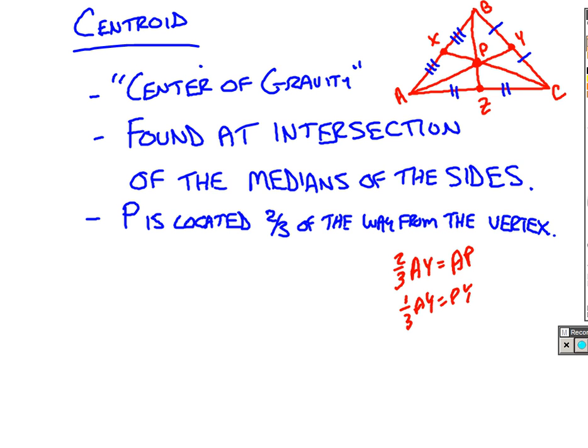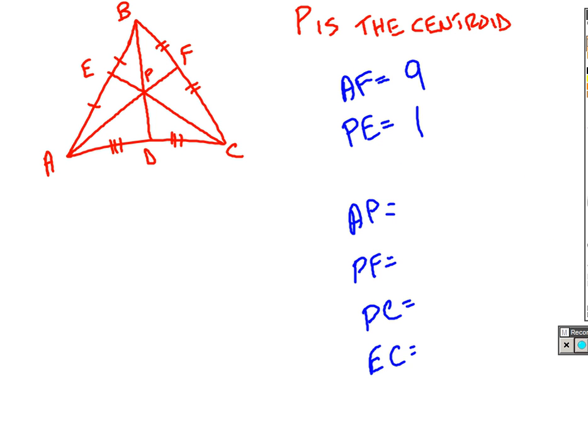So to show you what we mean by that, here's a setup that we have. We know that AF is 9, so this whole thing is 9. We want to break it into thirds, so I'm going to divide it by 3, which means I have 3 sets of 3 to work with. Well, this segment AP gives 2 of those sets of 3, so 3 plus 3 is 6. PF would be only 1/3, 3. So if this is 6 and this is 3, does the whole thing add up to 9?